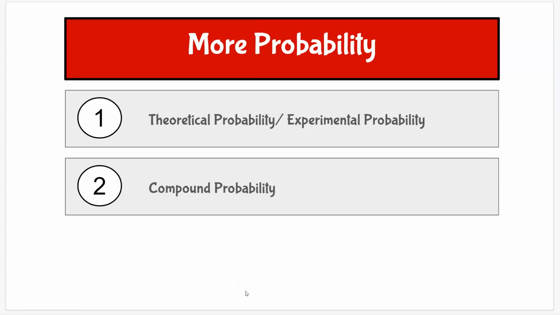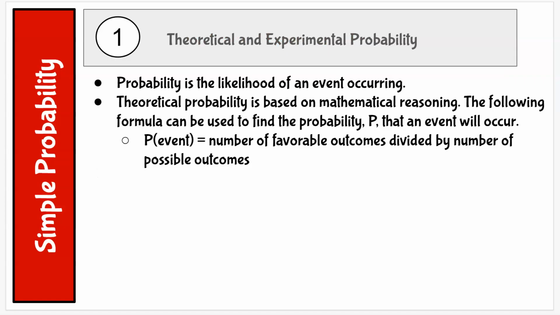Hi guys, in this video we're going to talk about theoretical versus experimental probability, and then we'll work on some compound probability. So let's start with theoretical probability. Remember, probability is the likelihood of an event occurring, and theoretical probability is based on mathematical reasoning. The following formula can be used to find the probability P that an event will occur. If we have a number of favorable outcomes, we can divide that by the total possible outcomes and determine the probability of that event happening.